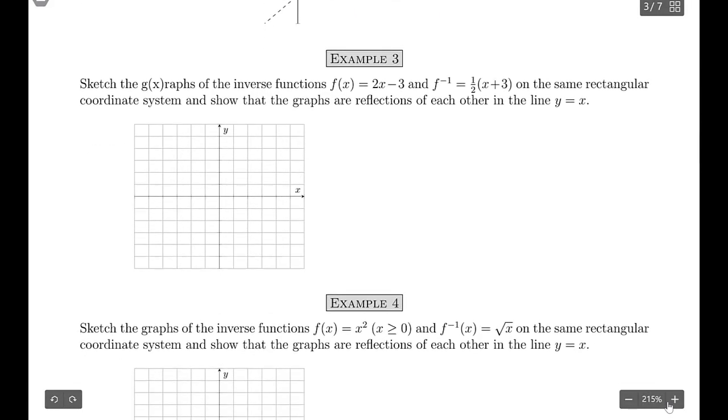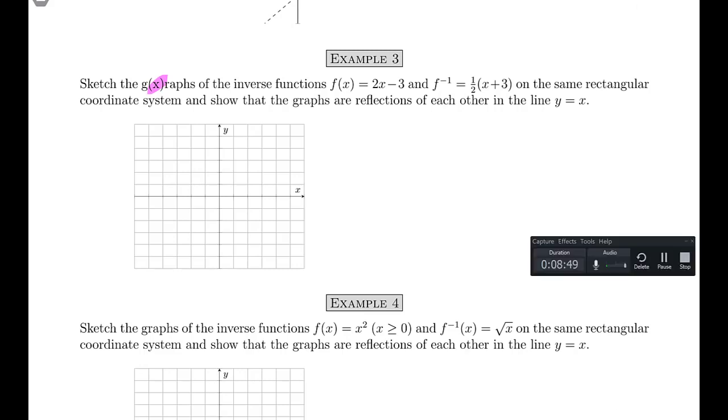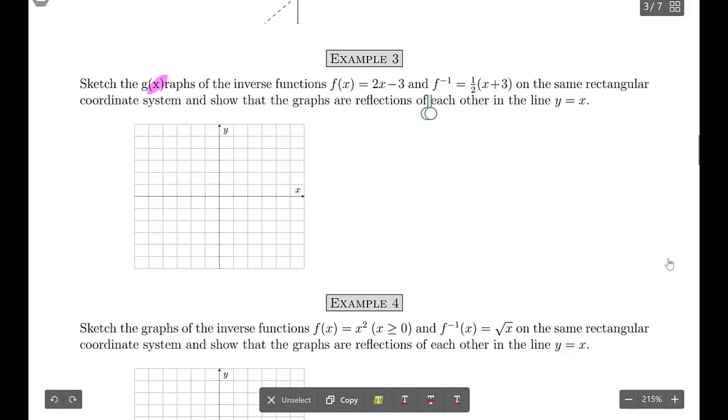For example 3, we're actually going to sketch these graphs and see how, I don't know why that's G, that should be an R. There's the phone again. All right, let's see.